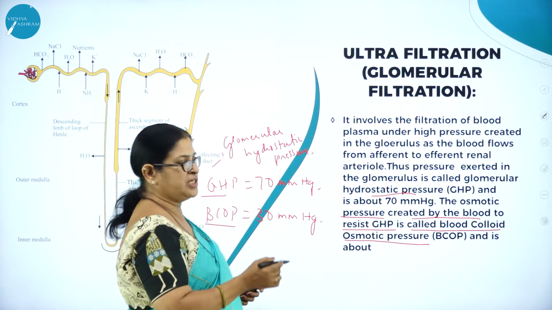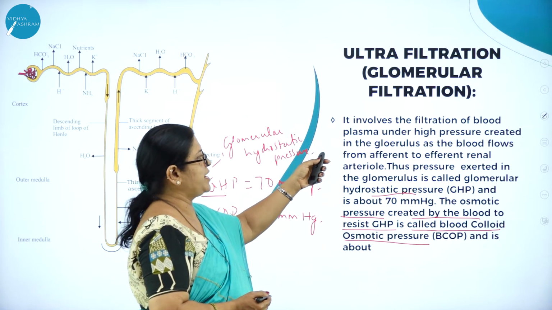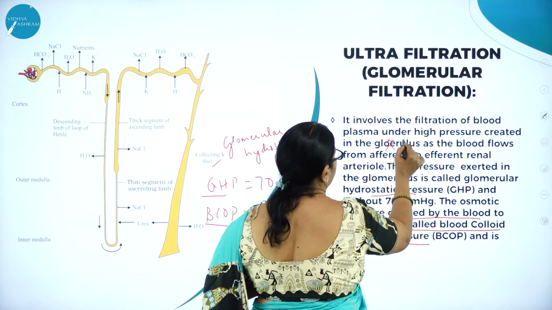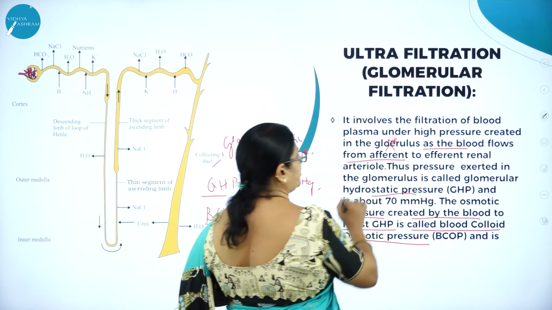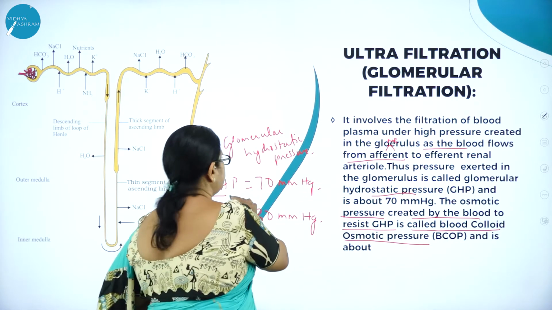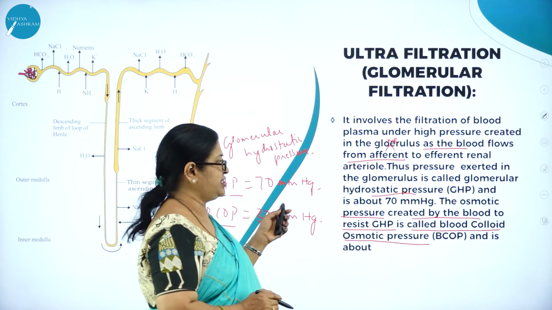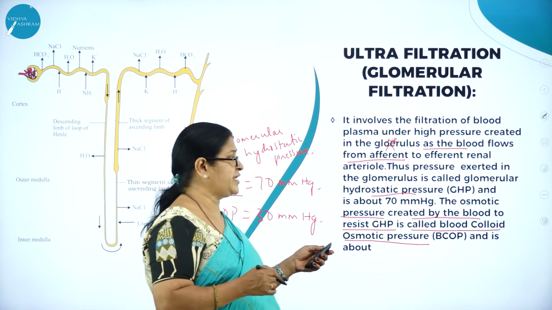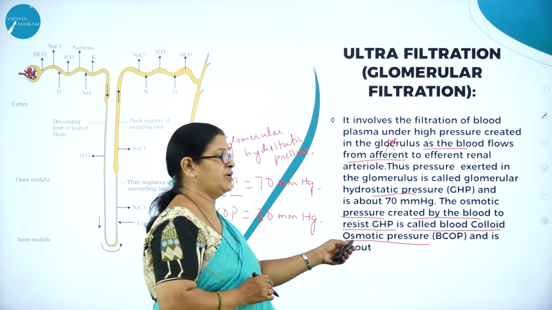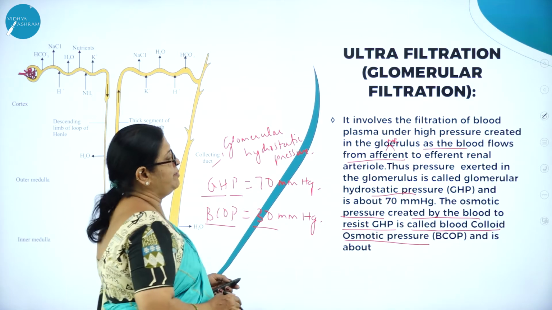So ultrafiltration, or glomerular filtration, takes place in the following way. It involves the filtration of blood plasma under high pressure created in the glomerulus, as the blood flows from afferent to efferent renal arteriole. Thus the pressure exerted in the glomerulus is called GHP, glomerular hydrostatic pressure, which is around 70 mmHg. And the osmotic pressure created by the blood to resist GHP is called blood colloidal osmotic pressure, BCOP in short form, and it is about 30 mmHg.